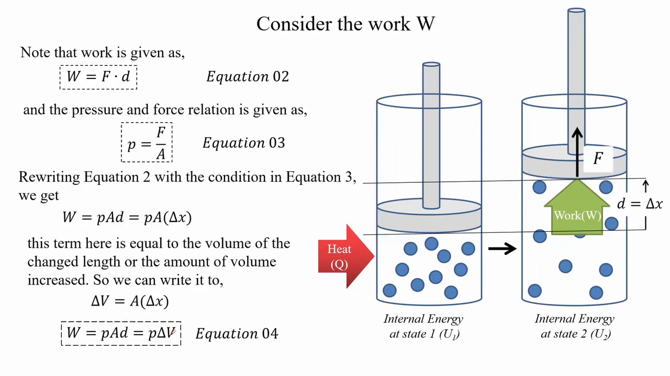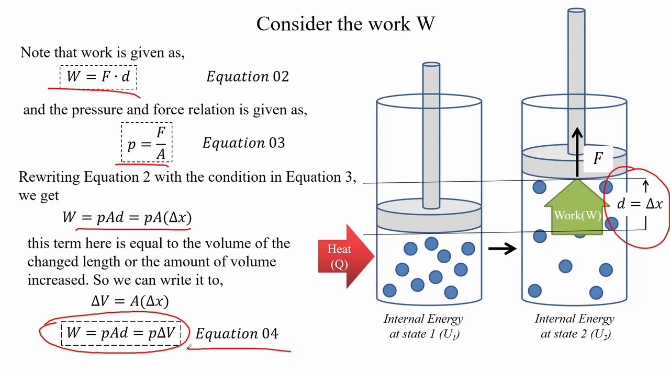Consider the work W. Note that work is given as equation 2, and the pressure and force relation is given as shown in equation 3. Rewriting equation 2 with the condition in equation 3, we get a modified expression for work in terms of pressure and volume. This term here is equal to the volume of the changed length, or the amount of volume increased. So we can write it as equation 4. This is assumed at a condition that the pressure remains the same.